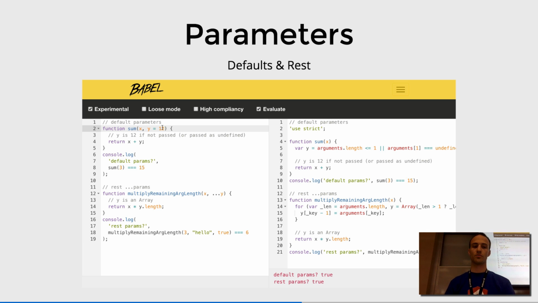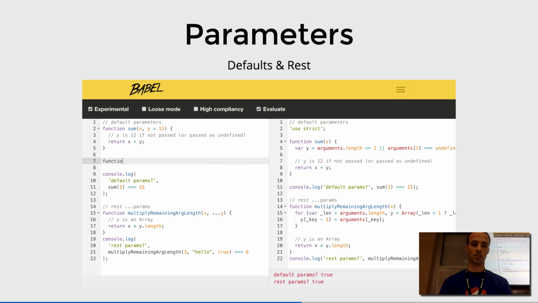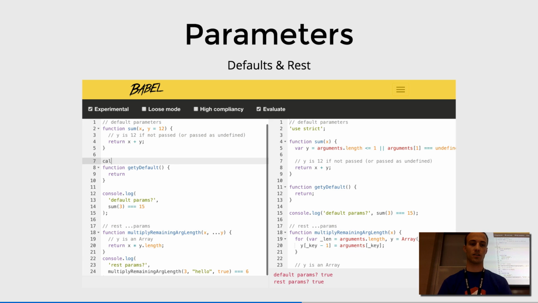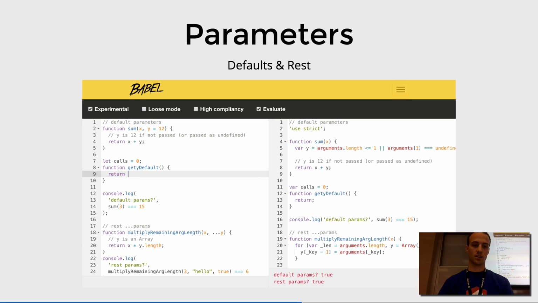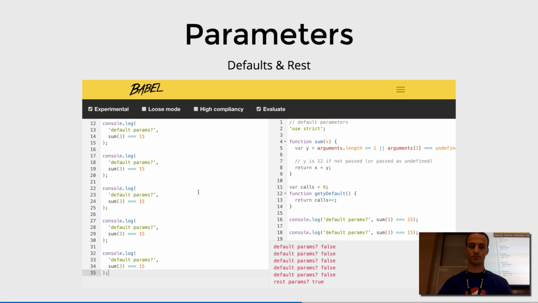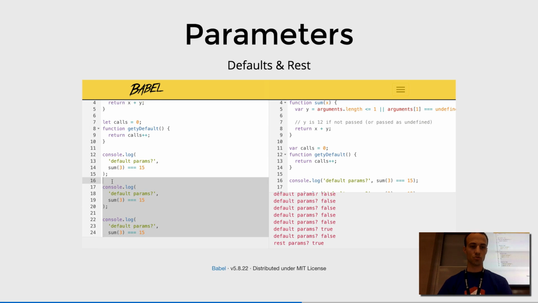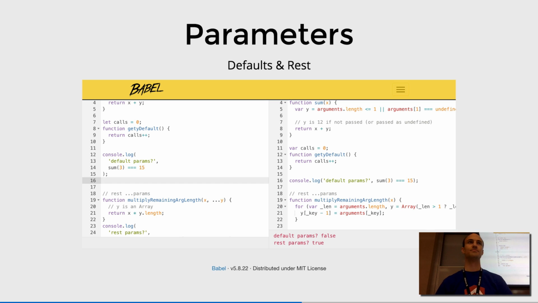Yeah. So you can make a function call, and in fact, one of our tests does this. We can say function getYDefault, return, and we'll say let calls equals 0, and then we'll say calls plus plus, and then we'll say getYDefault, and then every single time I call this, the y will be a different default. And if I call it enough, eventually one of these will be true. Yep, there we go, right there. So that makes sense. Sweet. Any other questions? Okay, great.